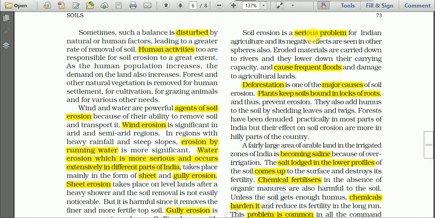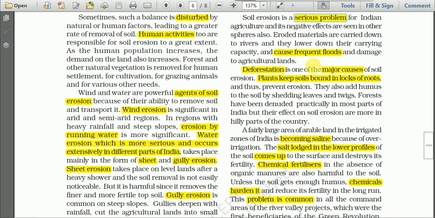So soil erosion is a serious problem for Indian agriculture, and its negative effects are seen in other spheres also. You know, the Indian economy is mainly dependent on agriculture, and that is why soil erosion is a serious concern. Okay, and because it also affects the other sectors of the economy. Some of the industries are dependent on agriculture, and when soil is affected, then agriculture is affected, and hence industries are also affected.